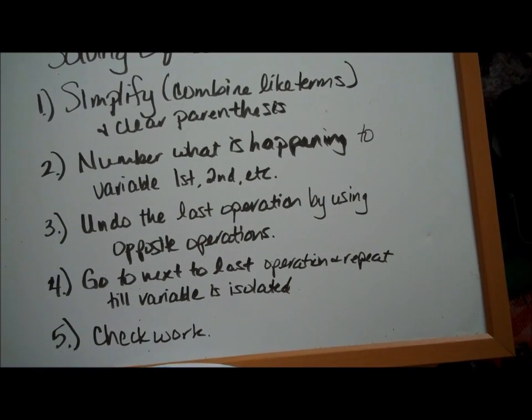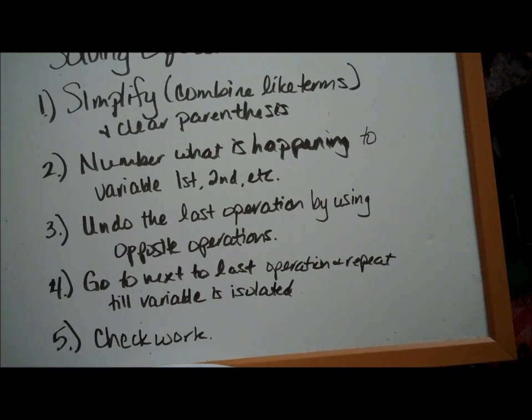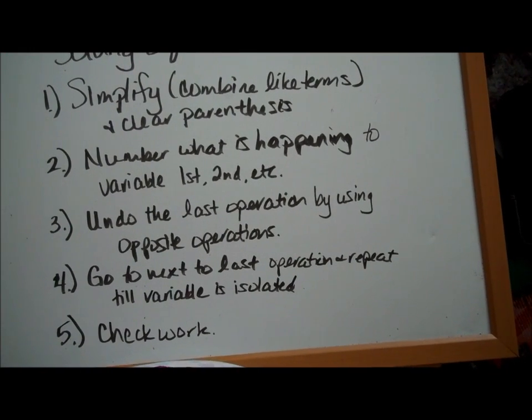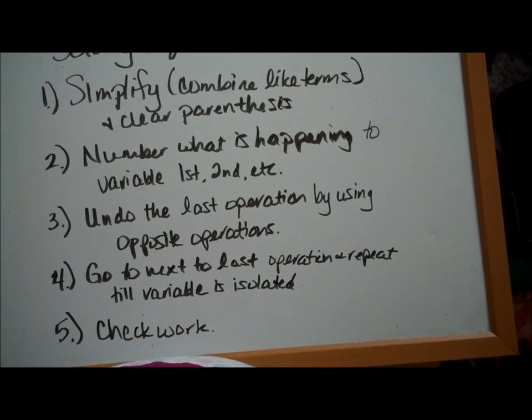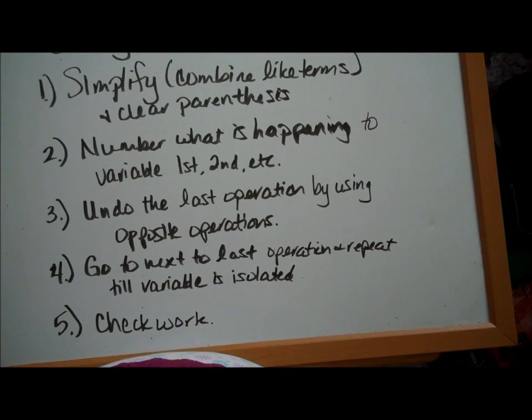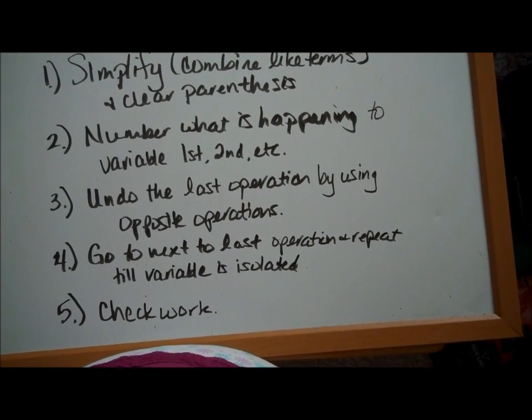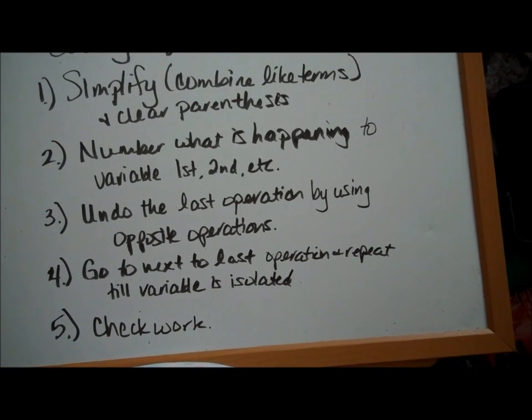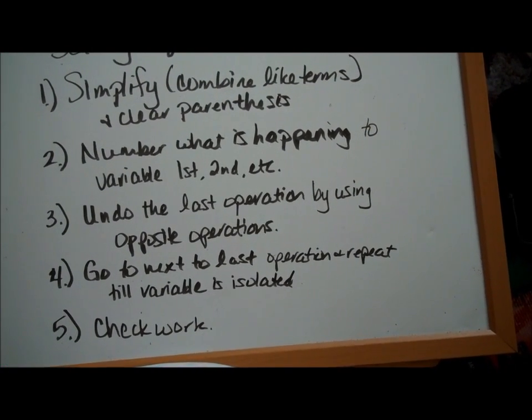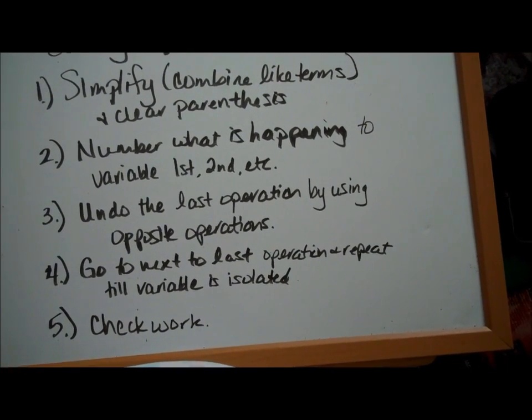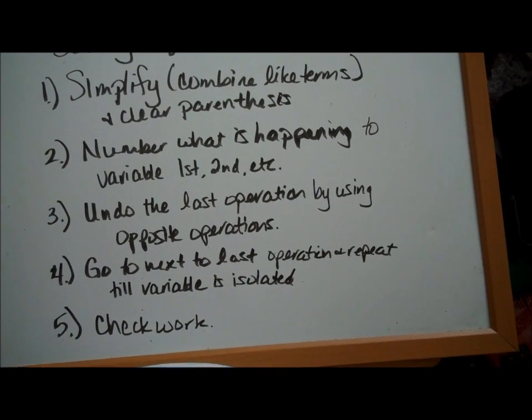So if you've got a third step, you're going to go to the second step next, and you're going to do again the opposite operation that is performed there until you've got x isolated, meaning that you've got x by itself. And number 5 is to check your work. Always check your work by substituting that value back into your equation and making sure that is a solution for that equation.